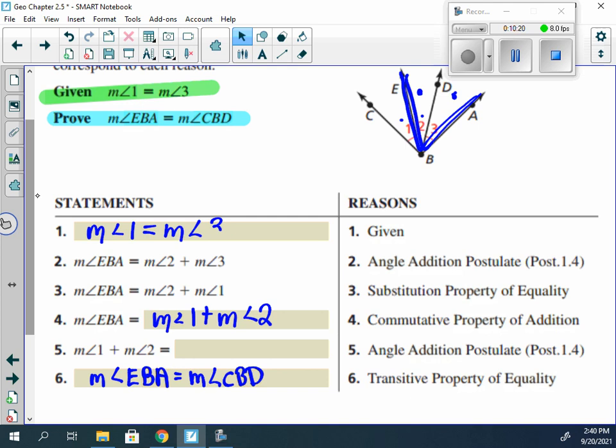So what are we wanting to prove? That EBA and CBD are the same, yes? So we've already mentioned a good bit about EBA. Have we talked about CBD yet? No, but we need to define it, yes? And the angle addition postulate, they kind of gave us this hint.